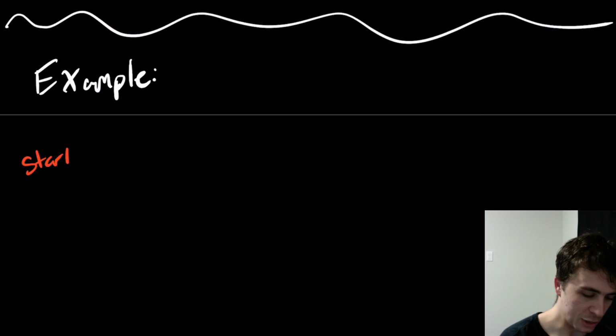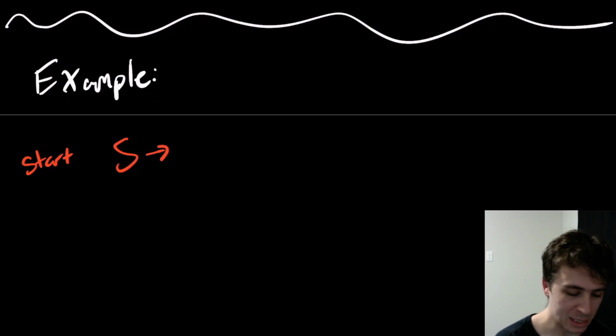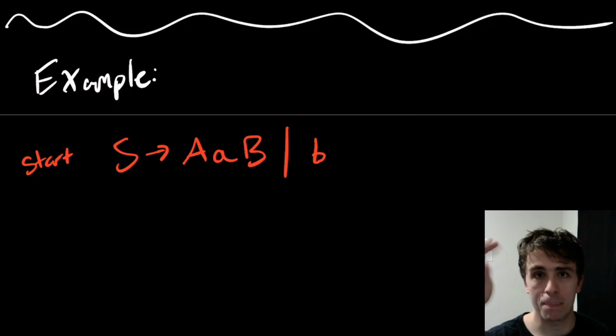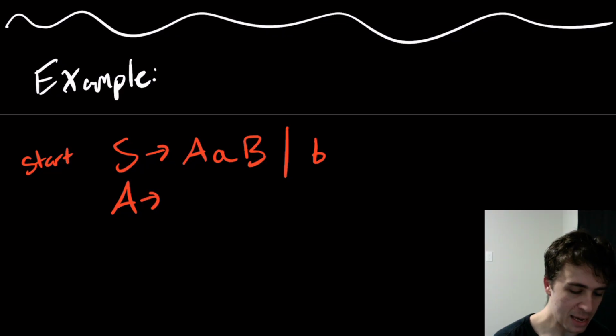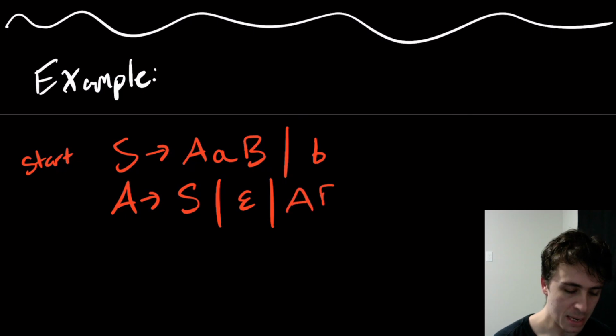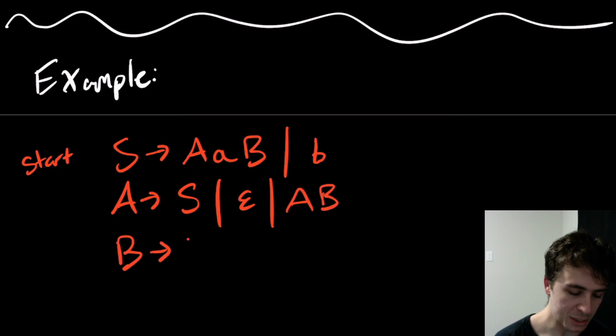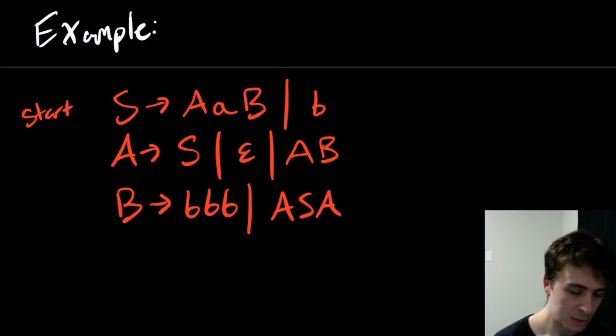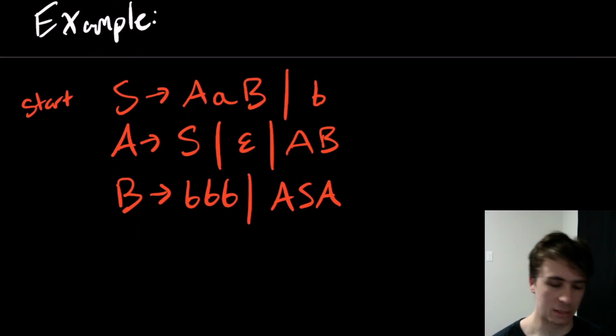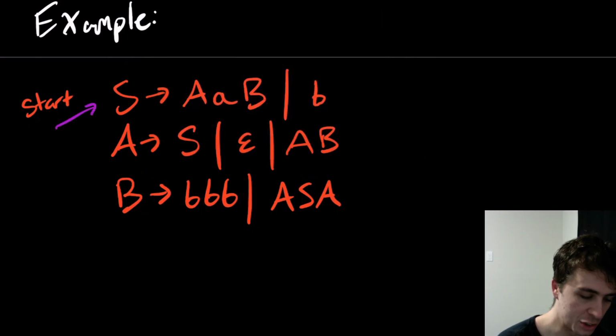So let's have the start variable be S, just for kicks. And we're going to have, let's say, A, big B, or little b. So capitals are variables, lowercase are terminals. So then let's say I have A go to S, or empty, or AB. And then B makes b, or let's see, ASA. Okay, and I should indicate that S is the start one.